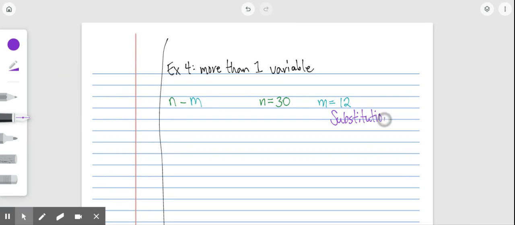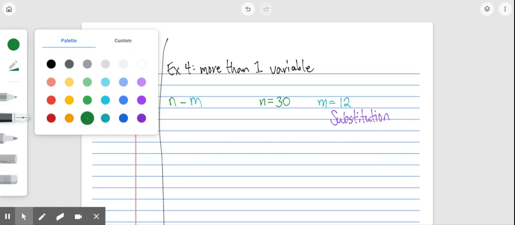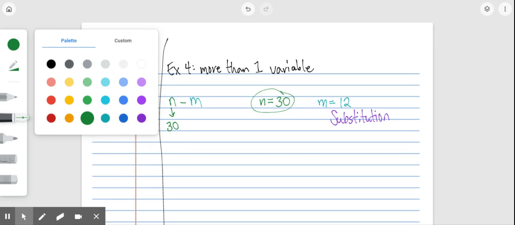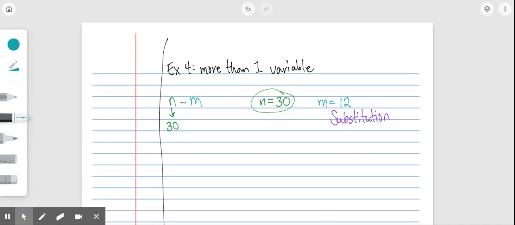Okay. So anywhere that I see an n, I'm going to put a 30 instead. So here's an n, so I'm going to put a 30. And also, anywhere that I see an m, I'm going to put a 12. So here's an m, so I put a 12. And the subtraction in between them stays there. So now I have 30 minus 12.